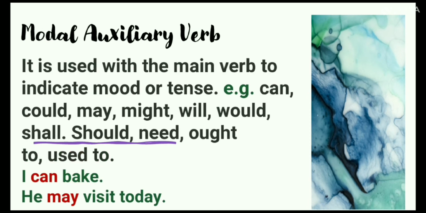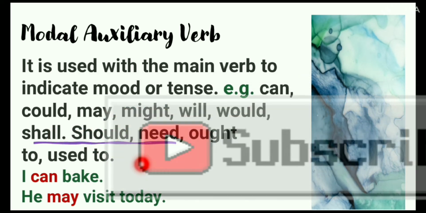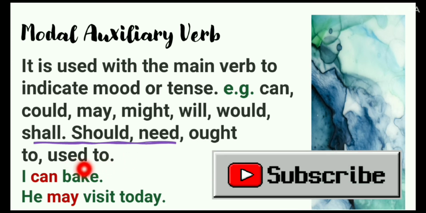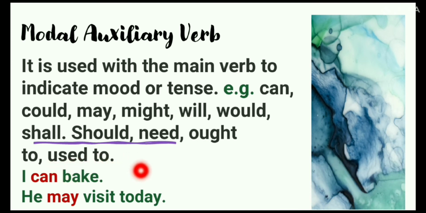Modal auxiliary verb. A modal auxiliary verb is used with the main verb to indicate mood or tense. Some modal auxiliary verbs are can, could, may, might, will, would, shall, should, need, ought to, or used to. Examples: I can bake. He may visit today. Now in these two examples, bake and visit are main verbs and can and may are just helping or indicating the mood or the tense.